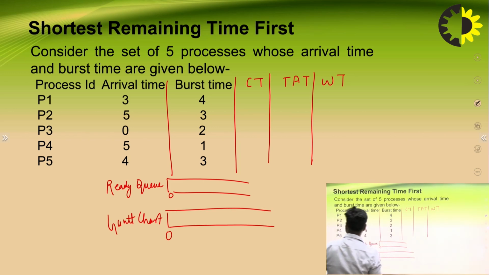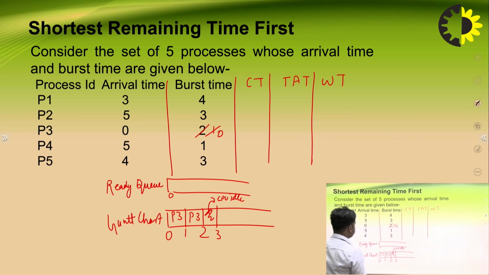From 0, process P3 has arrived, and it will run for one unit. At 1, has anyone arrived? No. Again P3 will run. P3 has 2, so it should be 0. At 2, has anyone arrived? No. So next will be 3, and the CPU will be idle. At 3, P1 has arrived, and at 4, P1 has 3.